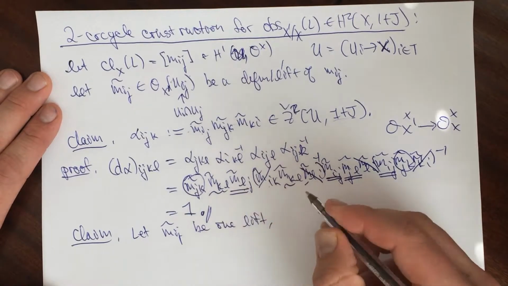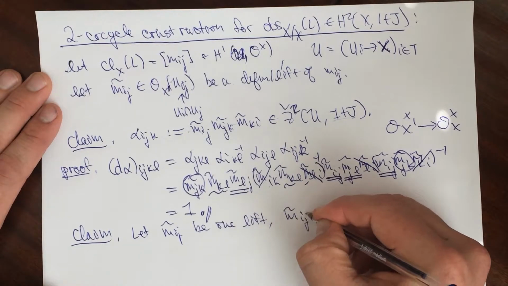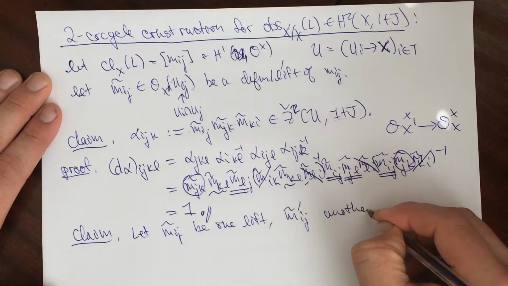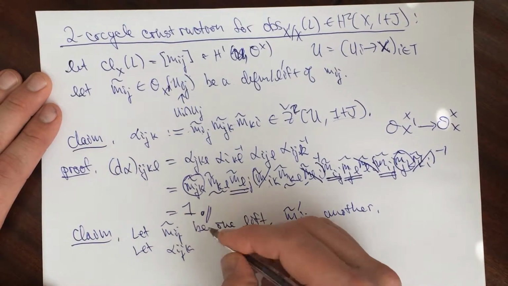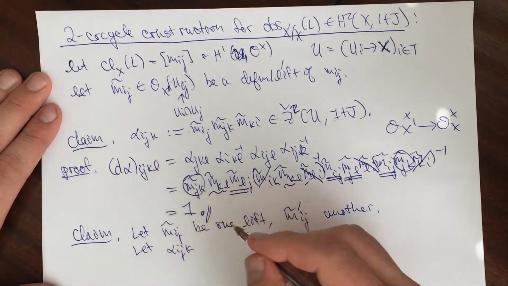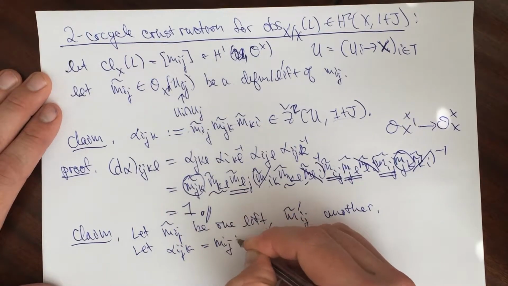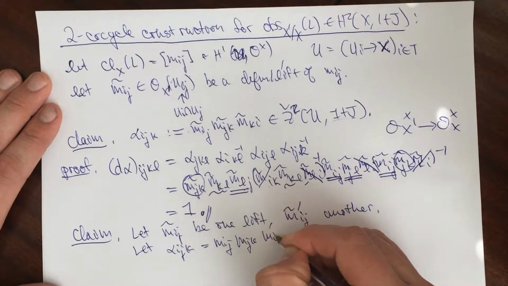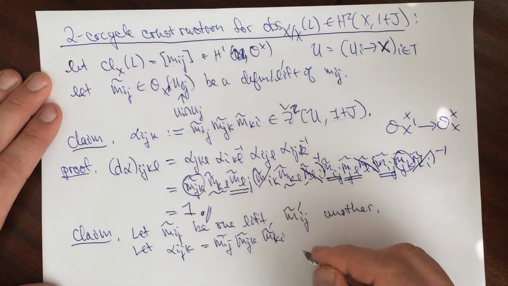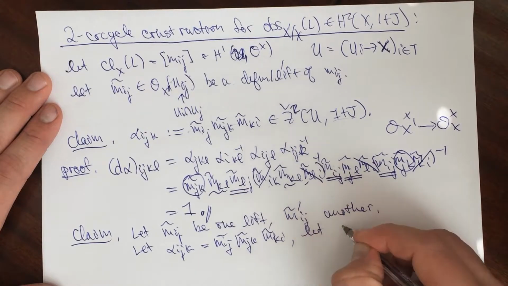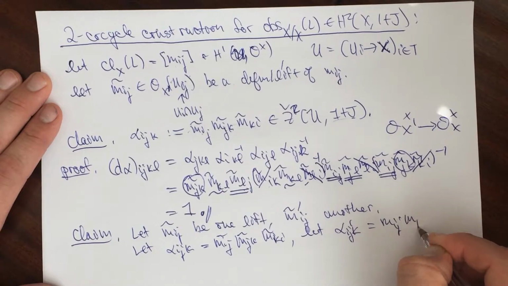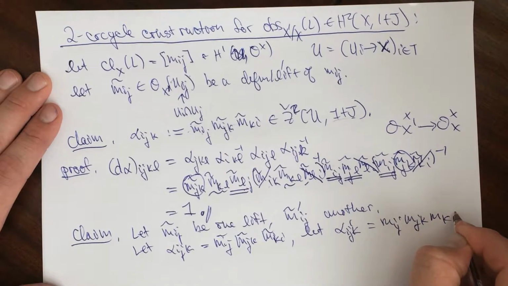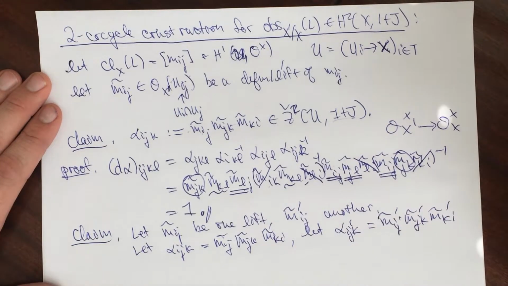And Mij tilde prime another, and then let alpha ijk be the cocycle associated to Mij tilde, so Mij, Mjk, Mki, tilde, tilde, tilde, and then let alpha ijk prime be the one associated to the tildes here. Sorry, the primed tildes. Okay, so that's kind of getting busy notation here.